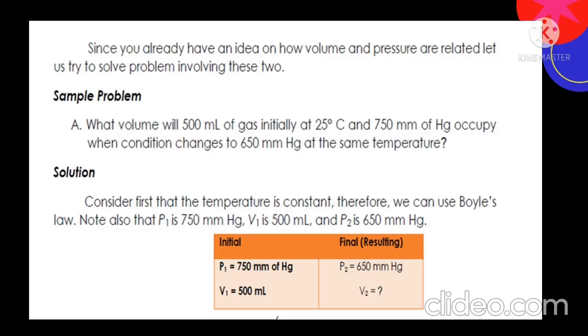Okay, so we have to consider first that the temperature here is constant. Therefore, we can use what law? Definitely it's Boyle's law. So the P1 here is 750 millimeters of mercury. Our V1 is 500 mL, and final pressure, or P2, is 650 millimeters of mercury. So this table shows the values, and these are taken from the problem here, letter A. Our focus is to solve for the final volume.